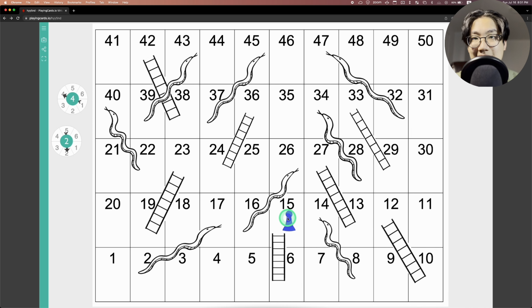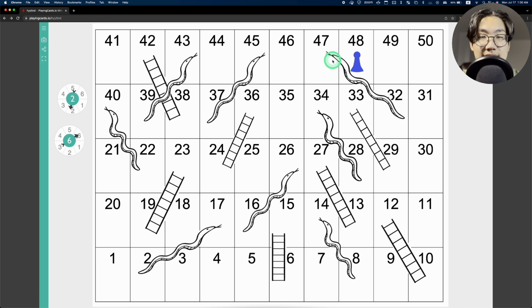Alternatively, if we were to land on the head of a snake, let's say if we landed on 17, we would then slide all the way down the snake back down to the tail or the bottom of the snake. The first player to reach the final square wins the game. Players can only win the game by spinning the exact numbers they need to reach the final square.